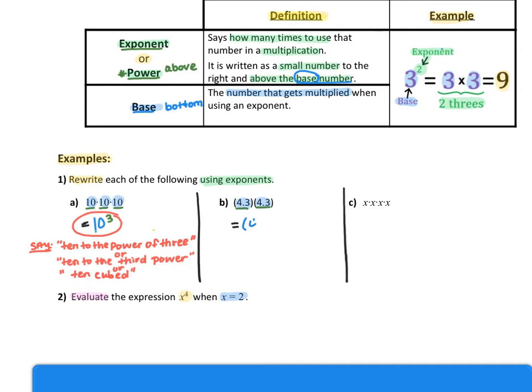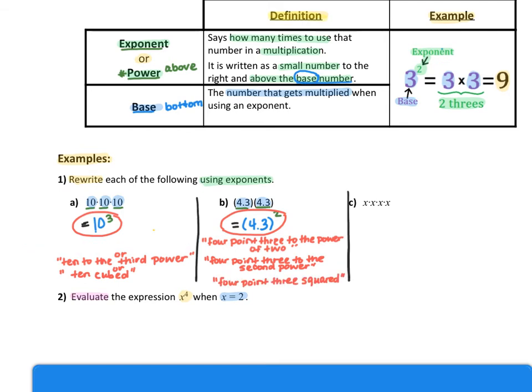So we put it in parentheses, 4.3, and then we put our superpower towards the top, 2. The answer to this problem is 4.3 to the power of 2, or you could say 4.3 to the second power, or you could simply say 4.3 squared.